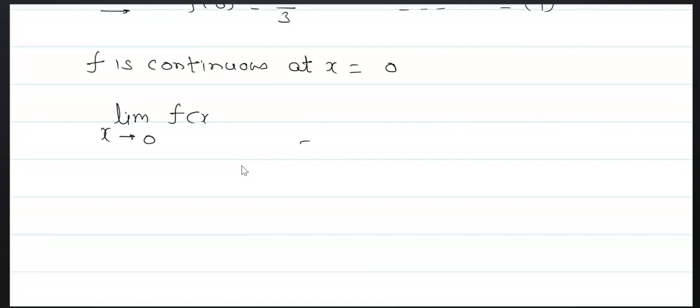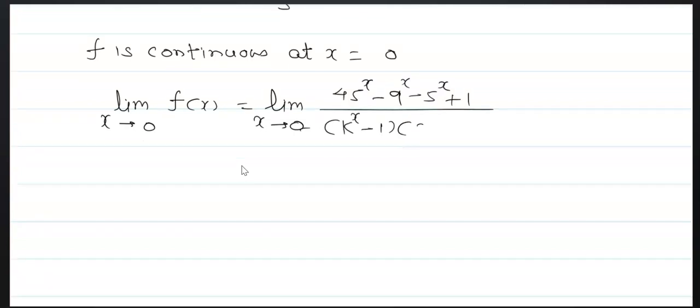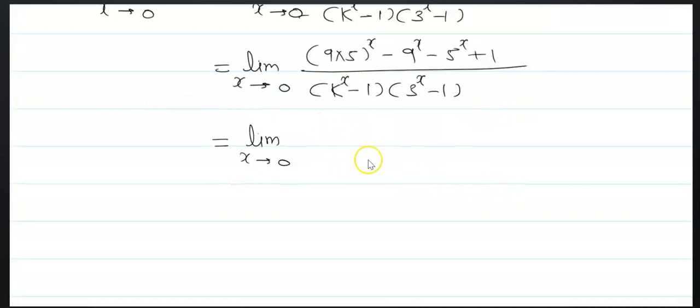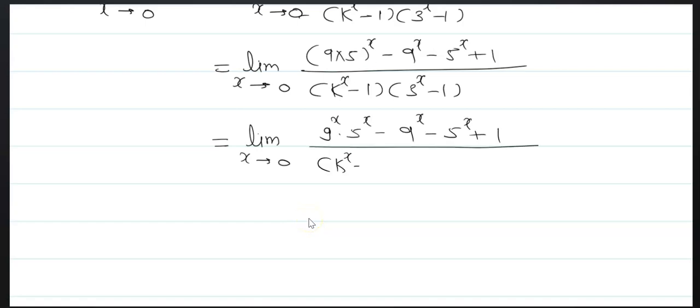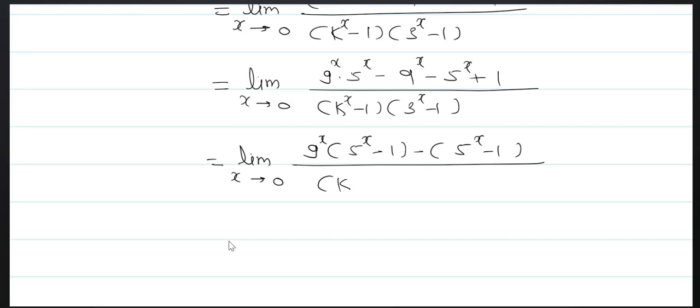The value is equal to the limit of the function. Limit x tends to 0 of f of x: 45 raised to x minus 9 raised to x minus 5 raised to x plus 1, upon k raised to x minus 1 into 3 raised to x minus 1. Limit x tends to 0: 9 into 5 raised to x minus 9 raised to x minus 5 raised to x plus 1. Separate it. Take 9 raised to x as common, then you will get 5 raised to x minus 1 minus 1.